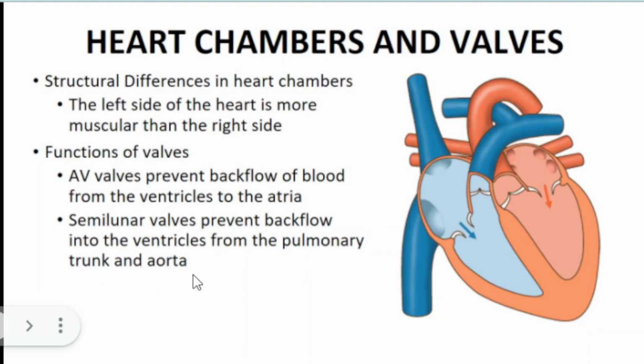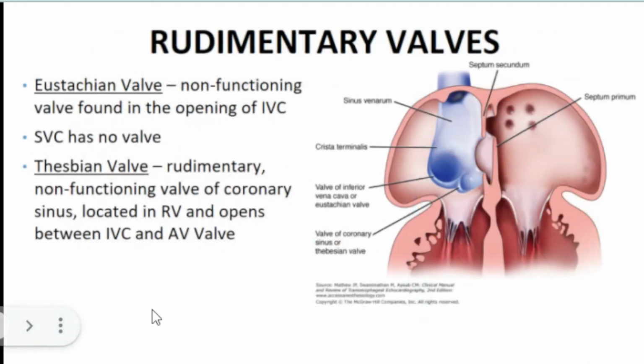So, these valves actually, may iba pang mga valves found in our heart and we call them rudimentary valves. Why rudimentary? Kasi wala silang function. They are found there during our fetal development but eventually nawawala din sila. So, we have 2. The first one is the Eustachian valve. In terms of position, ito po siya. This is your Eustachian valve. So, nakikita siya doon sa opening ng ating IVC or inferior vena cava. But ultimately, wala siyang function.